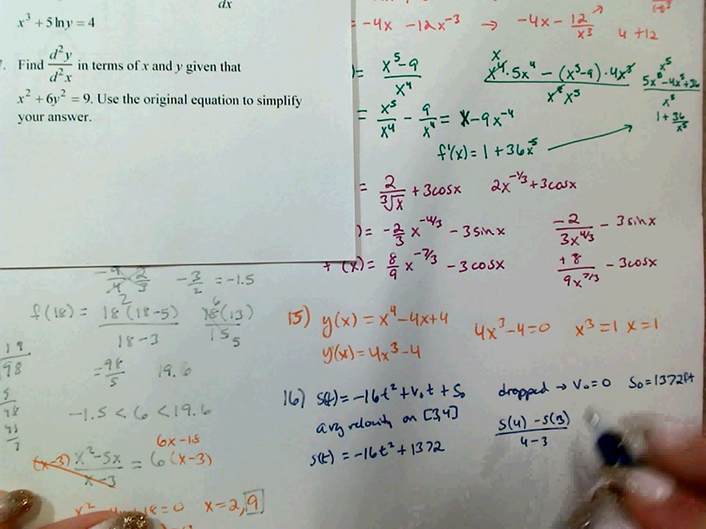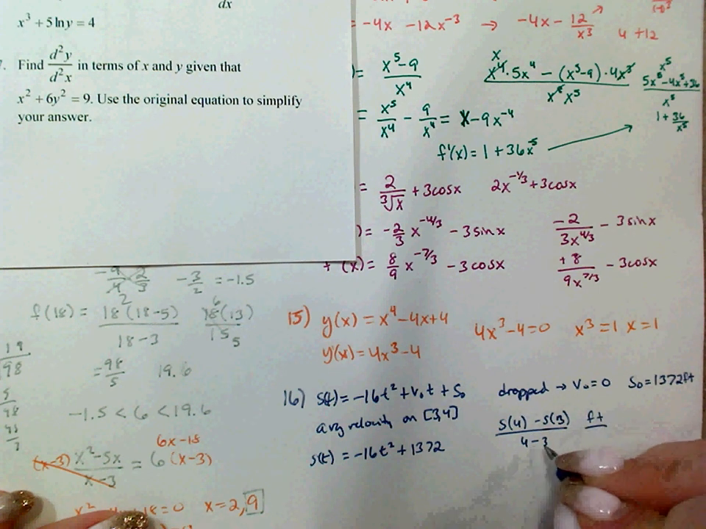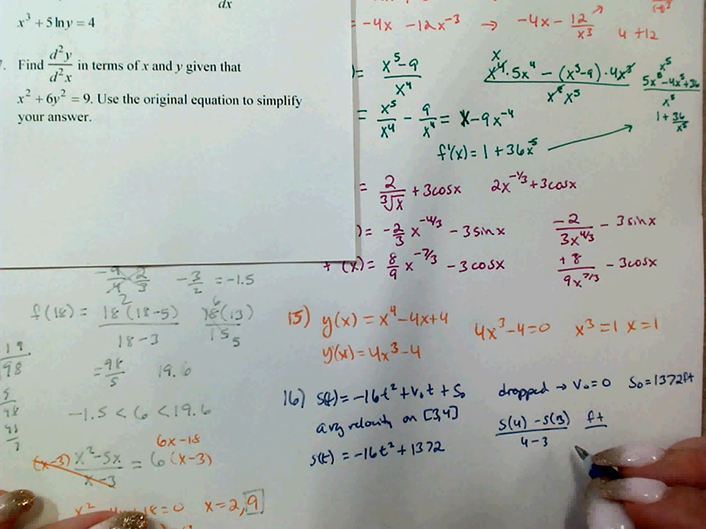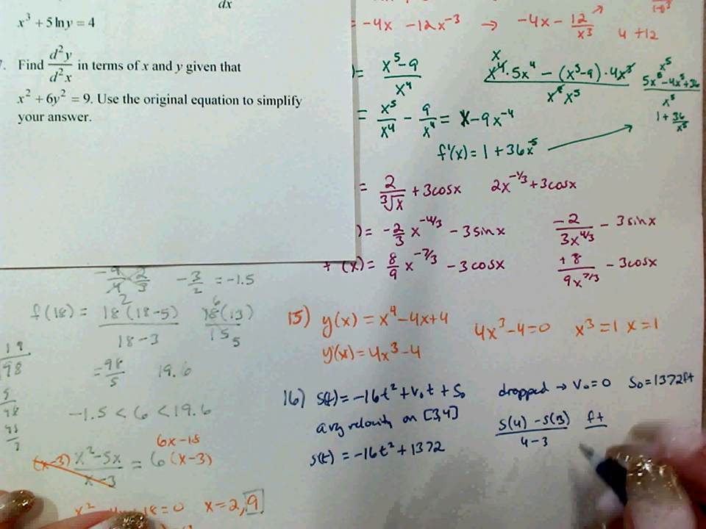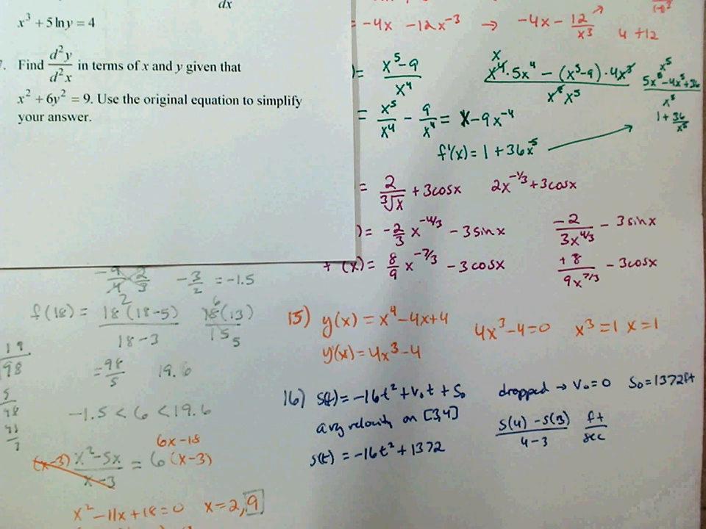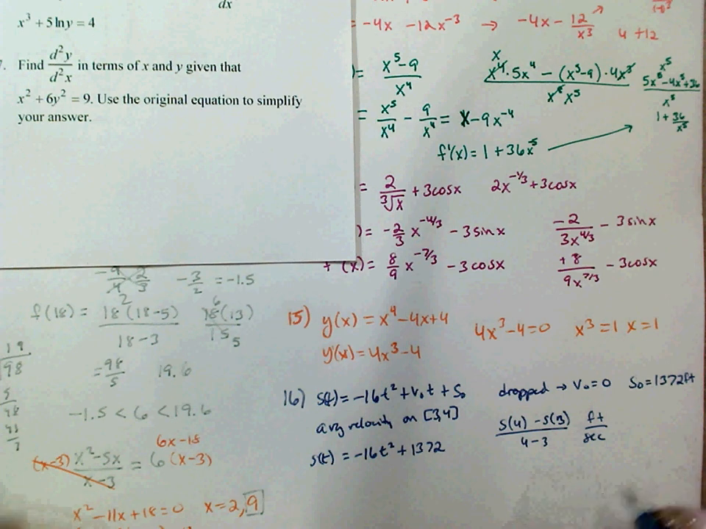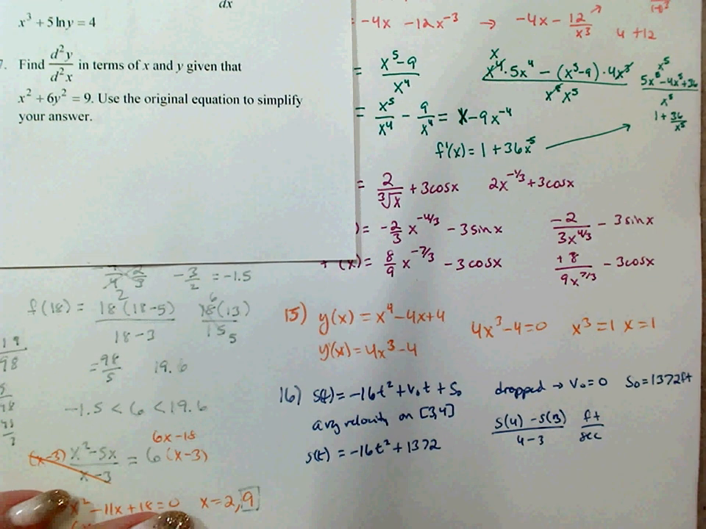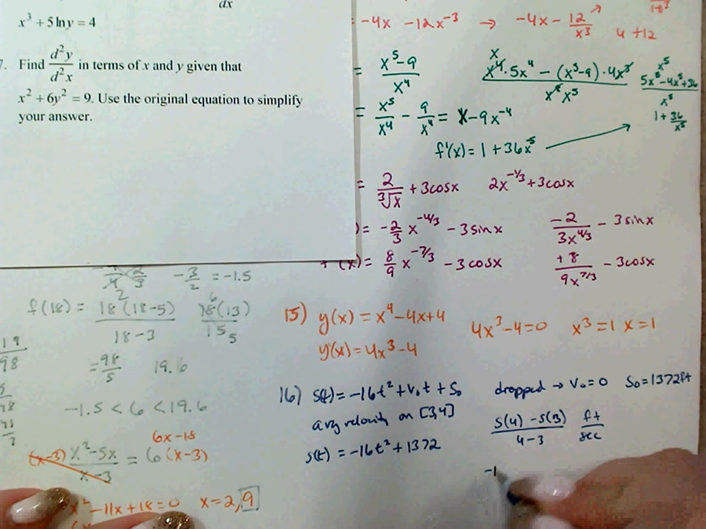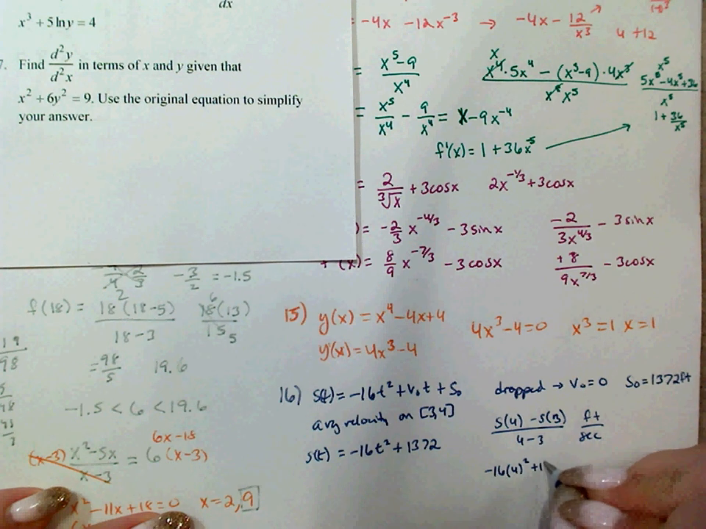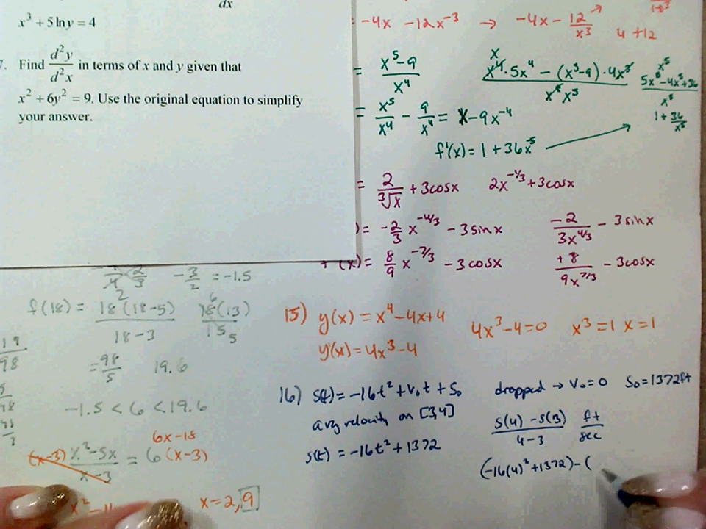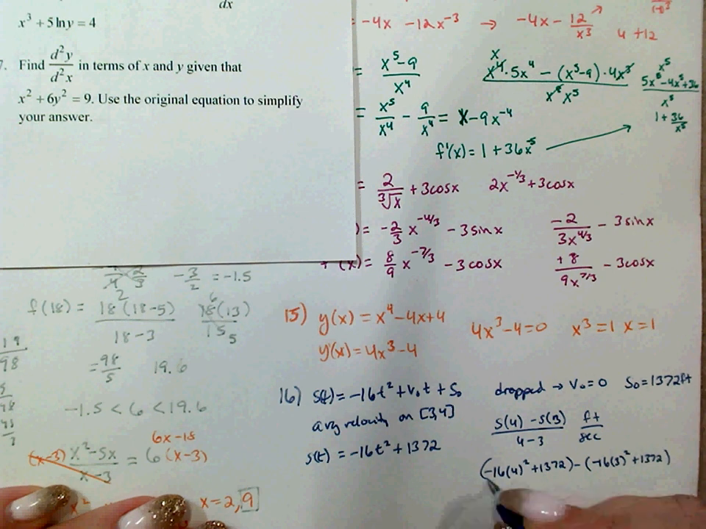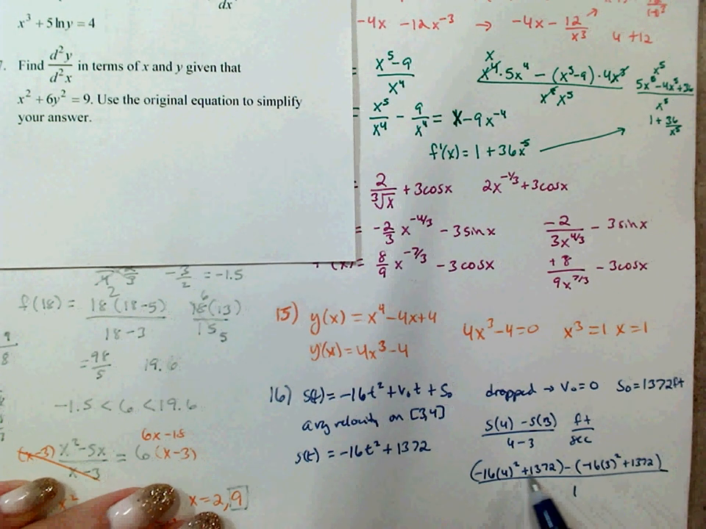A change in position is a change in feet, and a change in time, in this case, seconds. It doesn't mention a time unit, so we'll just say seconds. So feet per second. We're just going to plug in 4 into position and 3 into position and subtract and divide by 1. So that's going to be negative 16 times 4 squared plus 1,372 minus negative 16 times 3 squared plus 1,372, over 1. The reason I did it this way is so you can see that the 1,372s cancel each other out, so I don't really care about them.